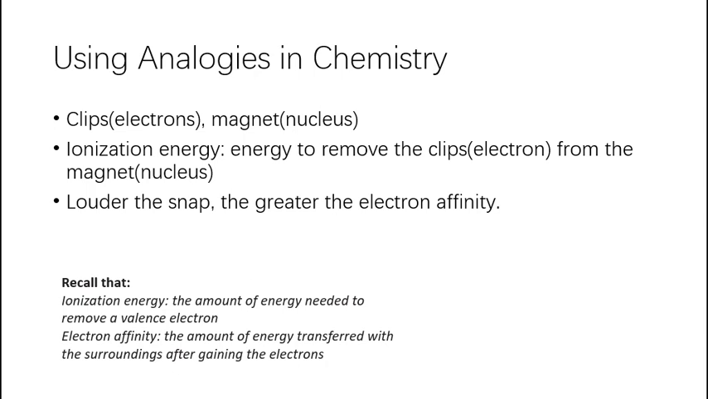Imagine paper clips, which represent electrons, attached to a strong magnet, which represents the nucleus. You have to use energy to pry the paper clips away. And in the same way, it takes energy, which is ionization energy, to remove the electrons from an atom. And when you bring a paper clip close to the magnet, it jumps onto the magnet with a snap. And the snap represents electron affinity. And the louder the snap, the greater the electron affinity. Let's recall that the ionization energy refers to the amount of energy needed to remove a valence electron. Electron affinity refers to the amount of energy transferred with the surroundings after gaining an electron. And I hope this analogy helped.